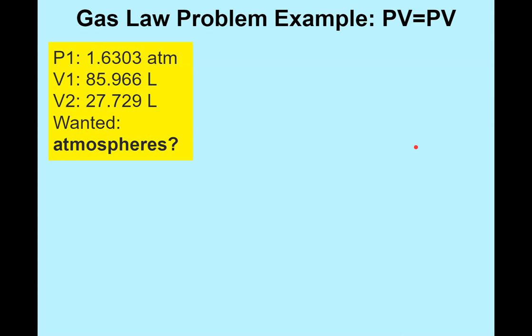Let's do an example problem of the type that I will make you do next. We'll do PV equals PV, so P1 times V1 equals P2 times V2. Let's say P1 is this, V1 is this, V2 is this, and we want to find atmospheres, because that's the pressure unit that we're using.